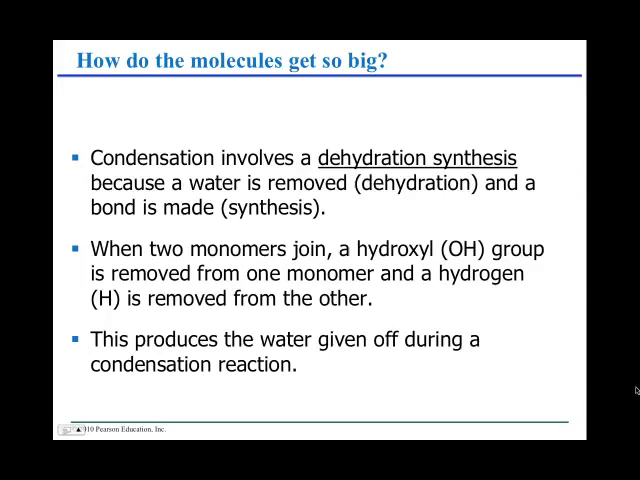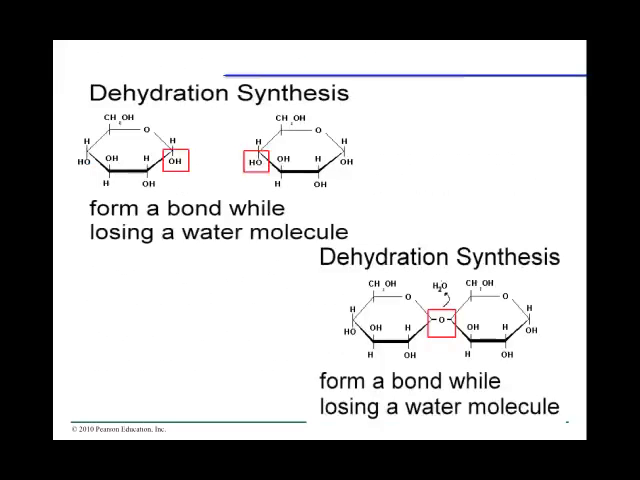So this is just reviewing what we just went through. Condensation involves a dehydration synthesis. And that's because water is being removed, which is dehydration, and a bond is made. That's the synthesis part. Now, when you join two single units together, two monomers, a hydroxyl group is removed from one and a hydrogen is removed from the other, in turn producing the water that is released in this condensation reaction.